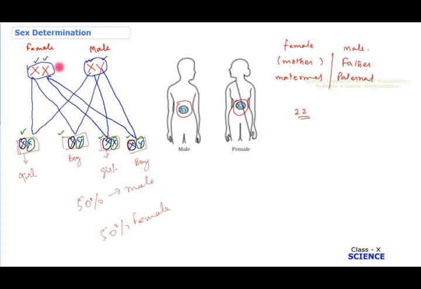A child who inherits an X chromosome from her father will be a girl, and one who inherits a Y chromosome from him will be a boy. The sex of a newborn baby will be very much decided by the inheritance of the chromosome from the male.